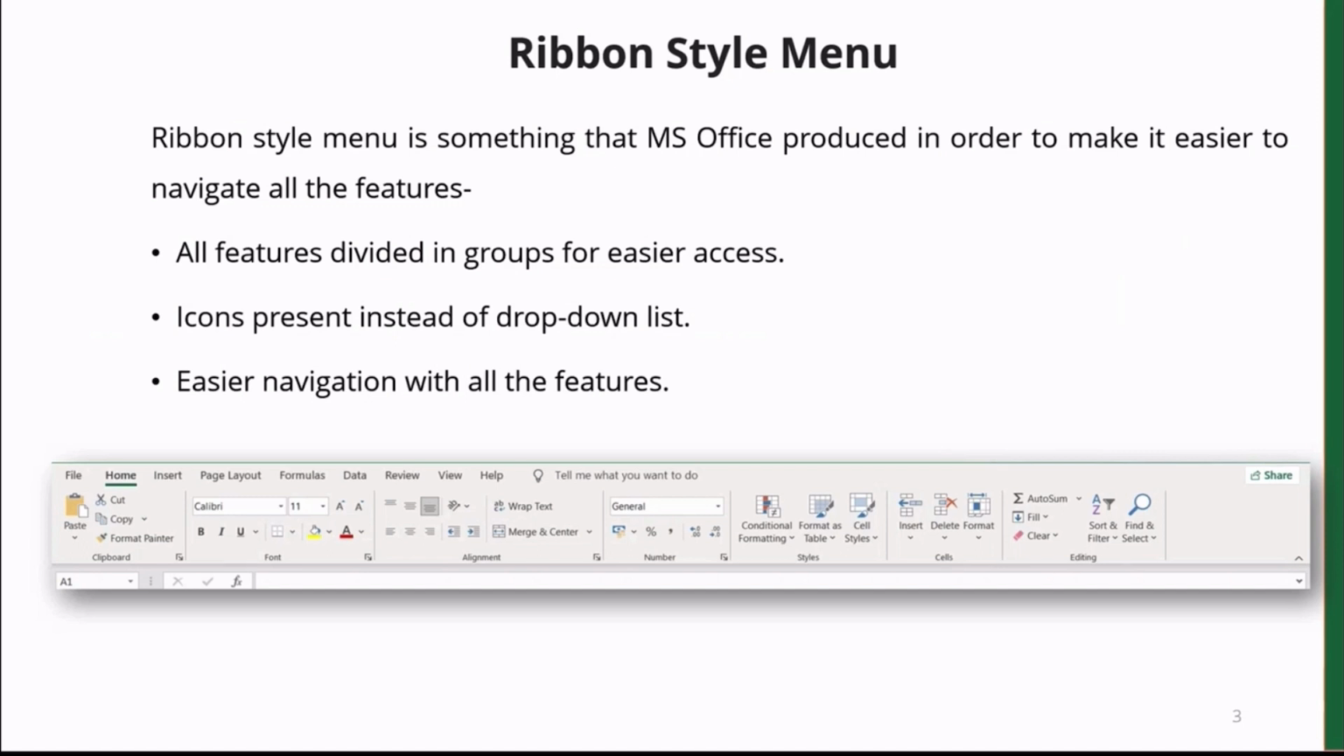What the ribbon menus help us do is to navigate and use the features easily. They are divided into groups for easier access. There are icons present, and obviously navigation is much easier. You do not have to search and scroll through all the functions and features that are available. How easy that makes our life when we are working, because we can go to each and every ribbon menu and figure out what functions or features we might require when we are creating a certain document, be it Word, a presentation, or a worksheet.